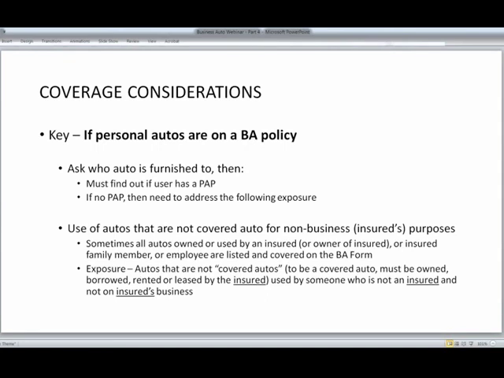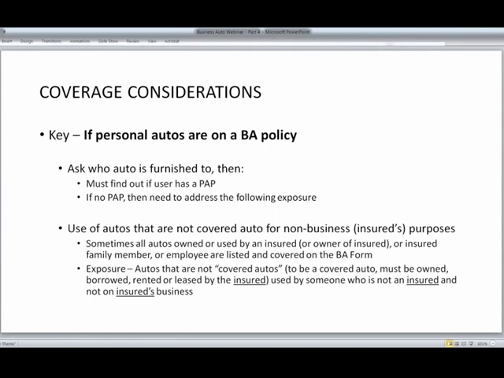To be a covered auto, it must be owned, borrowed, rented, or leased by the insured, used by someone who is not an insured and not on the insured's business. The example I use is that we have a vehicle that's furnished to our mechanic. The mechanic's vehicle has a trailer hitch on it. The mechanic has a right to use the vehicle for his or her personal use on weekends. We give him a new unit. The new unit now does not have the trailer hitch on it, yet he or she wants to go out and use a boat on the weekend. They borrow the neighbor's boat to be used on the weekend.